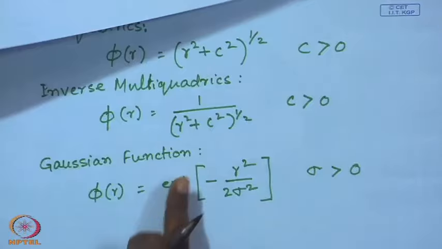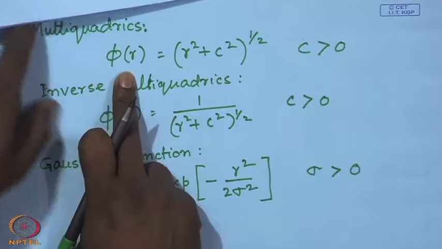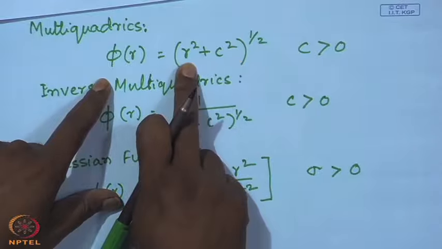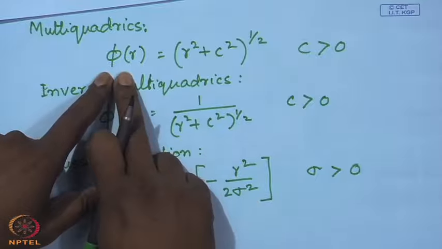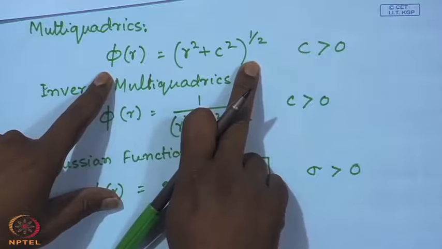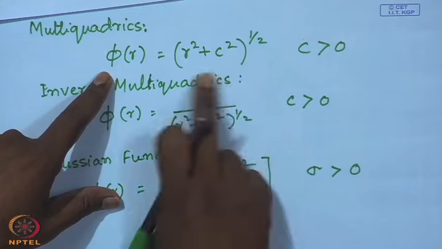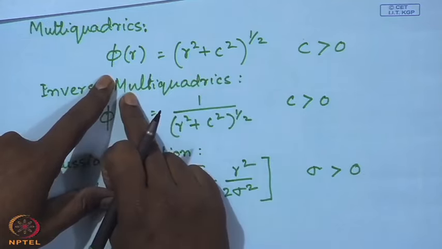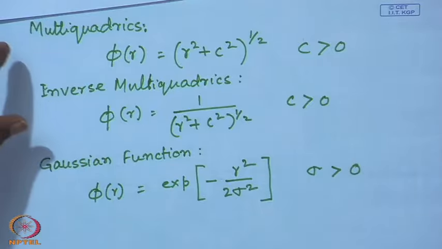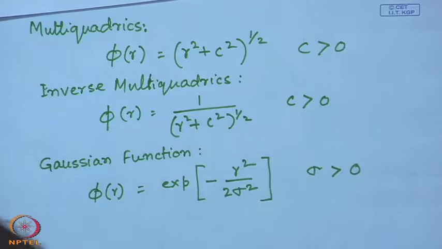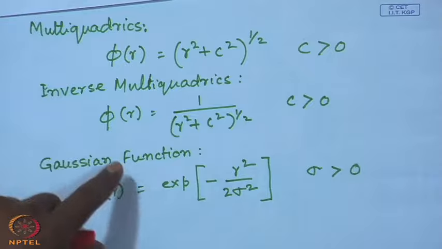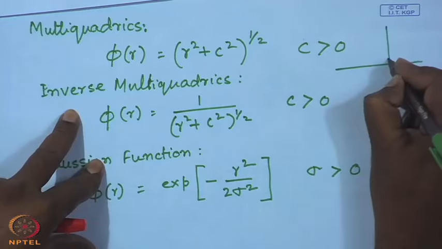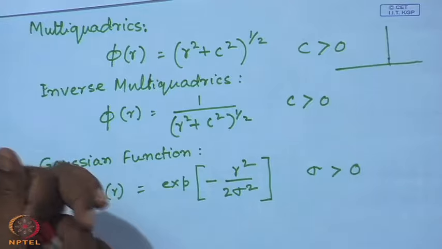So, you find that in all these different cases, if I use multi-quadrics, then at r equal to 0, the value of the radial basis function is equal to c, which is the minimum. And as r goes on increasing, the value of the radial basis function goes on increasing. So, the nature of the radial basis function for multi-quadrics will be like this.